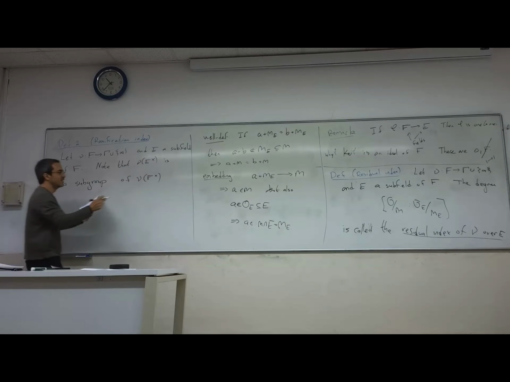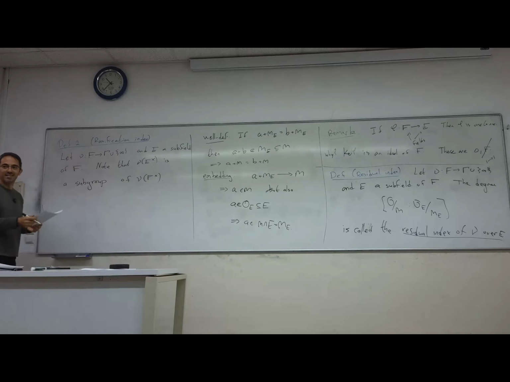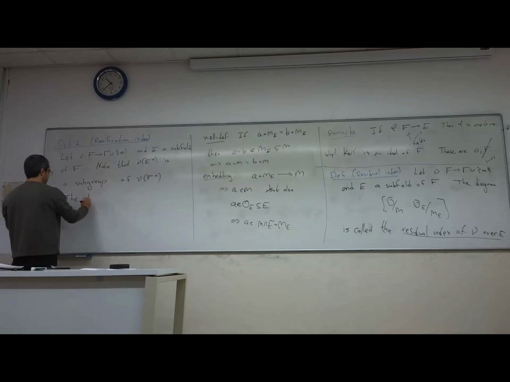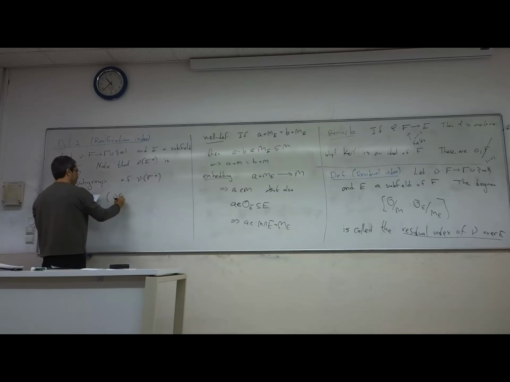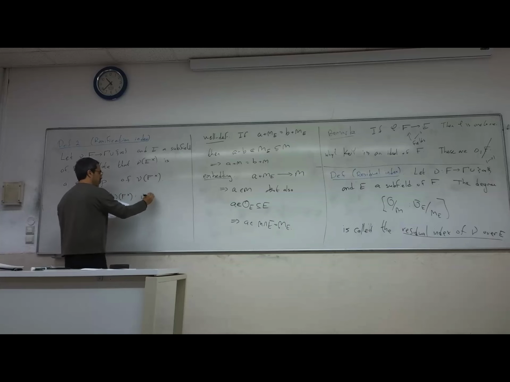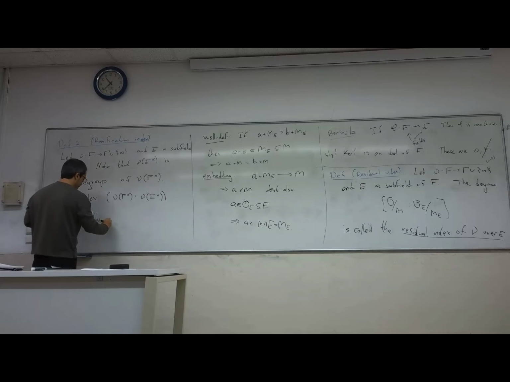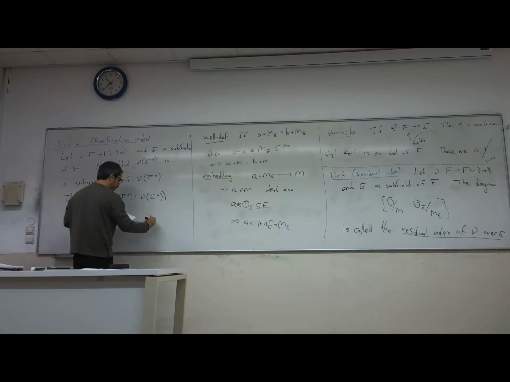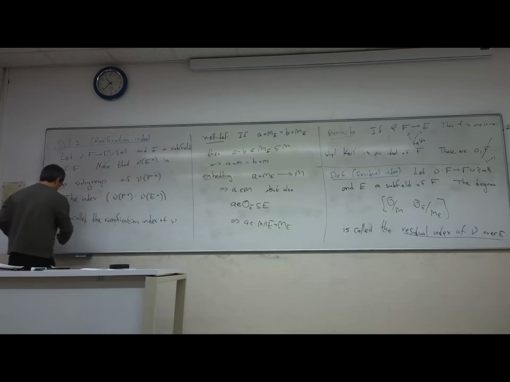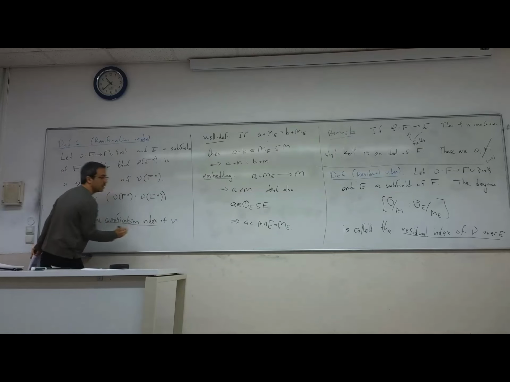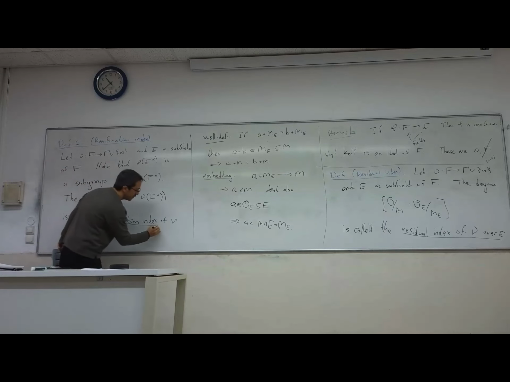And so what index should I define? This is a subgroup of that. So the index of the larger group over its subgroup is called the ramification index of V, again over E, because V doesn't include information about E.